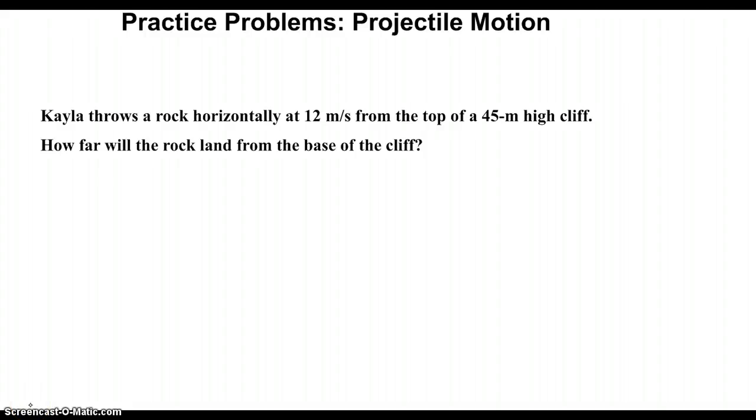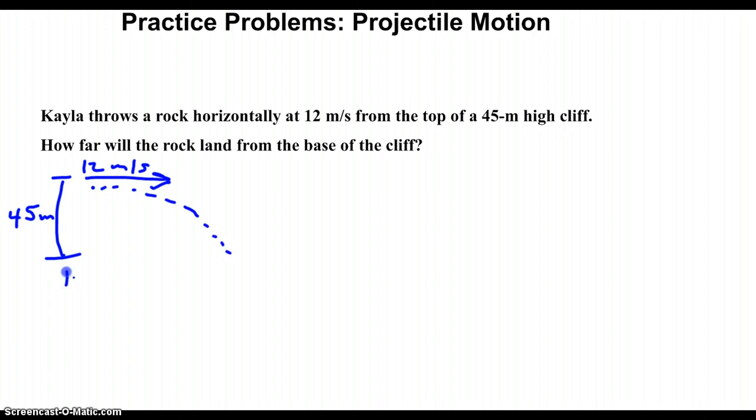Let's look at some practice problems on projectile motion. Kayla throws a rock horizontally at 12 meters per second from the top of a 45-meter high cliff. So the vertical height of our cliff is 45 meters. Kayla throws the rock horizontally, so all of its speed is in the horizontal direction to begin with, and we know that this velocity is 12 meters per second. How far will the rock land from the base of the cliff?